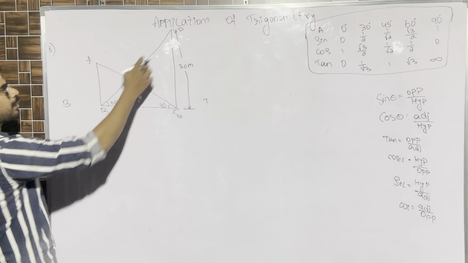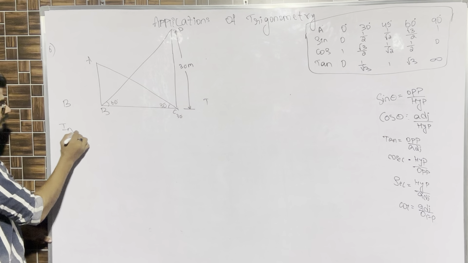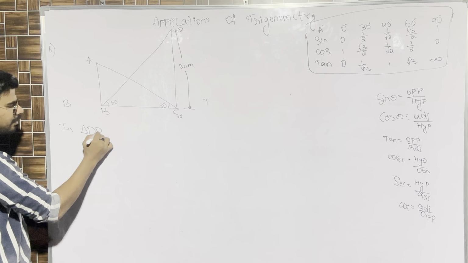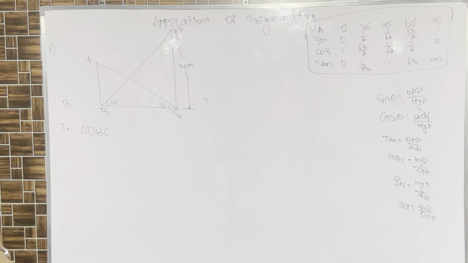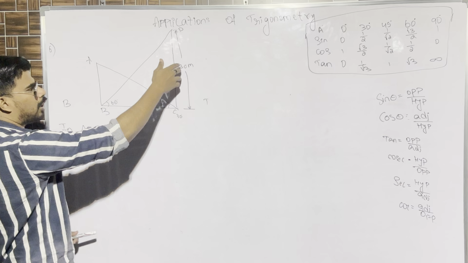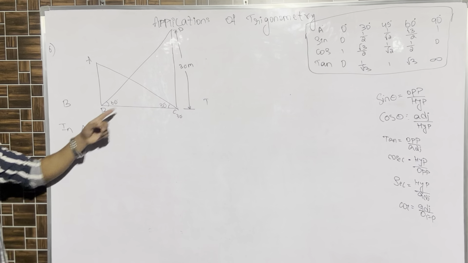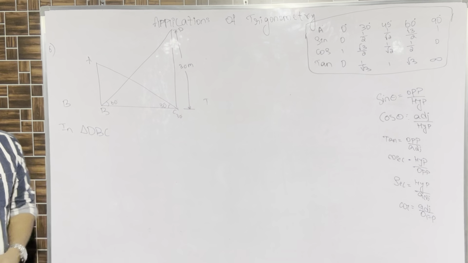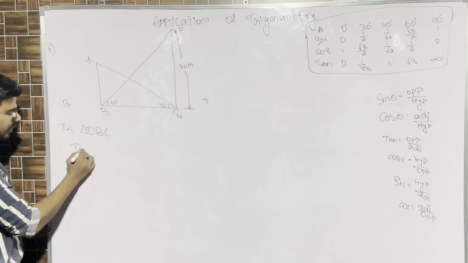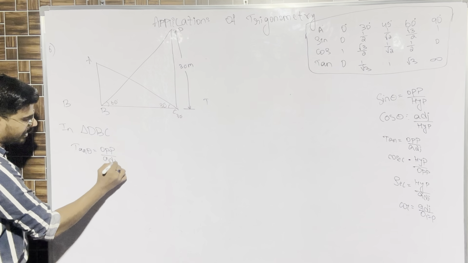In triangle, first of all, what is this triangle? DBC. In triangle DBC, angle is 60 degrees. Two sides, one of the sides is known, one of the sides is unknown. What is the known side? Opposite. This 30 is known. BC is unknown. Adjacent. Opposite by adjacent. Tan theta we can take. Tan theta is equal to opposite by adjacent.